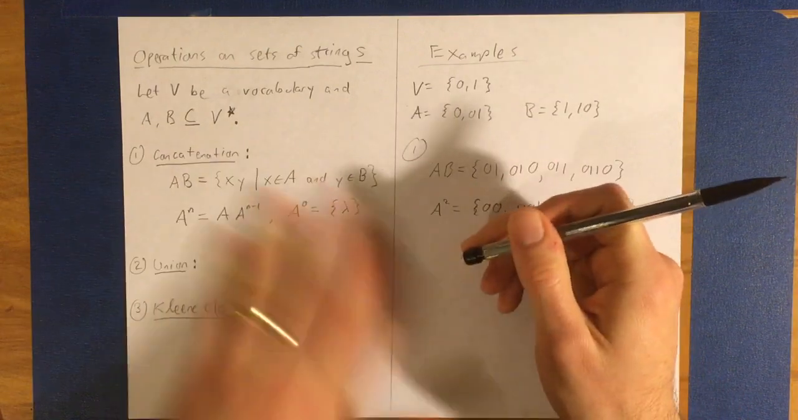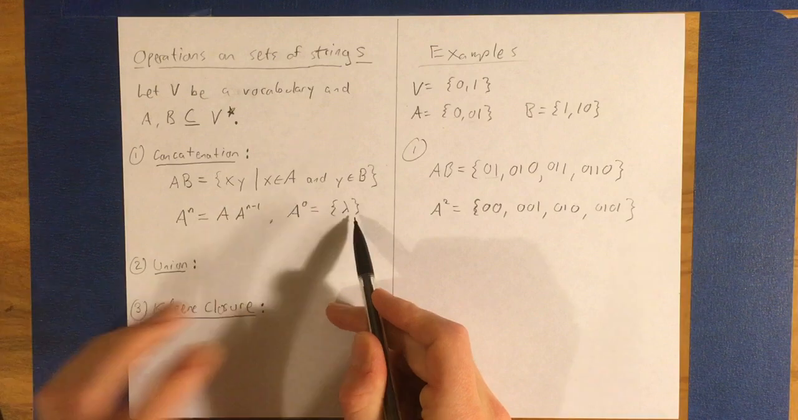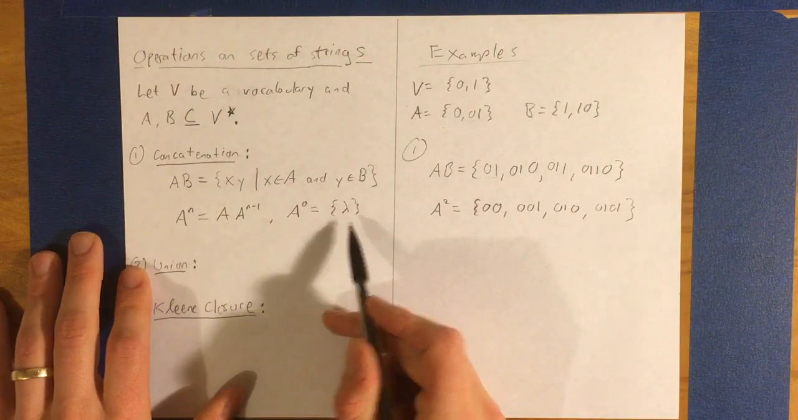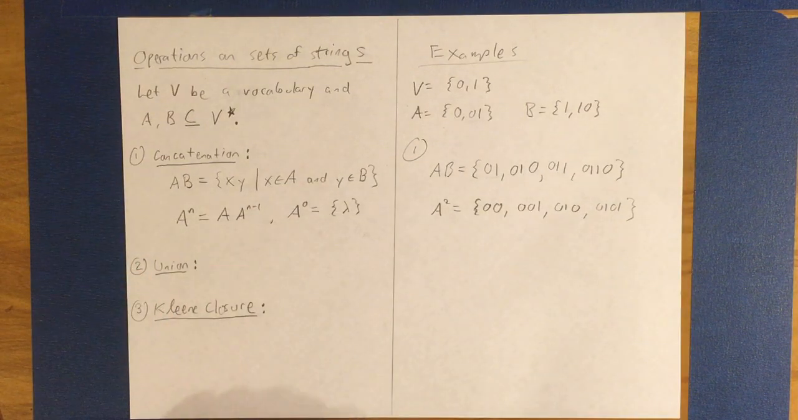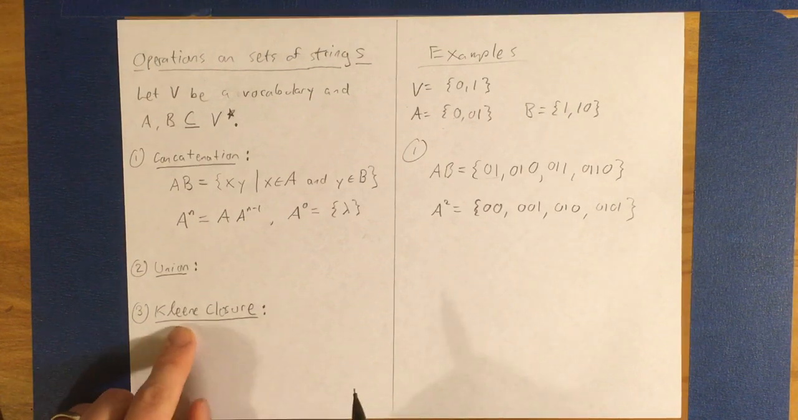It just gives you the empty set. But concatenating with the set containing lambda is like multiplying by 1. It gives you whatever you started with. So there's our recursive definition for powers of A, which is a type of concatenation, and we're going to use that down here in a minute.